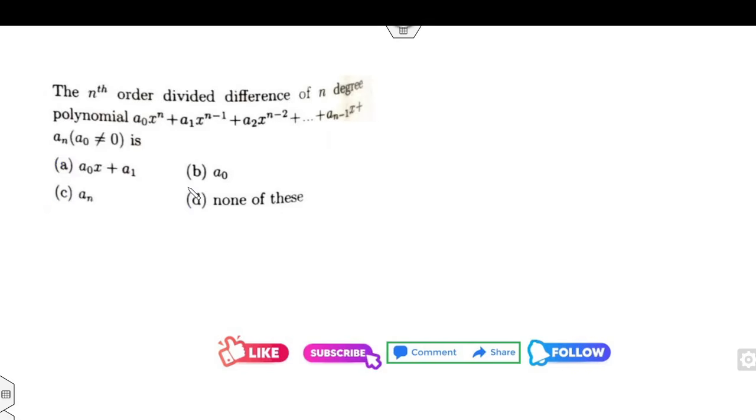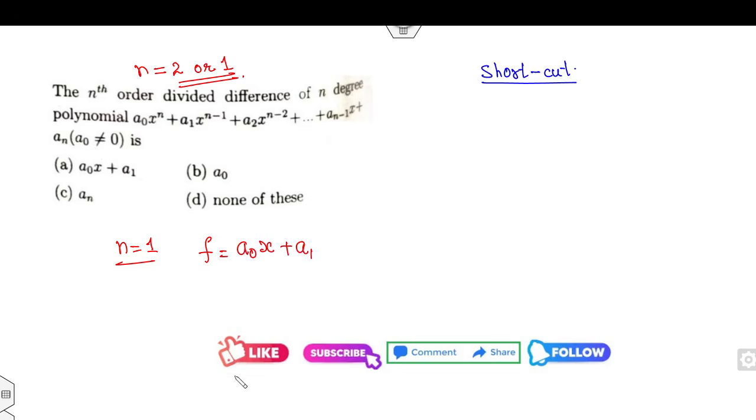Okay, look at this one. The nth divided difference of the polynomial. Again, you can choose the value of the degree. I can choose n as 2, or you can choose n as 1. If I choose n as 1, what will be the answer? a0 x, and the last number is a1. a0 is a non-zero constant term. Then if I choose n as 1, the first derivative will be my a0, that's a constant. It's a polynomial in x, none of these.